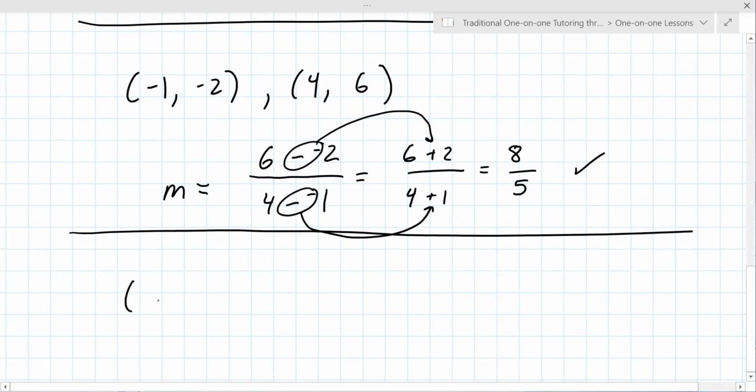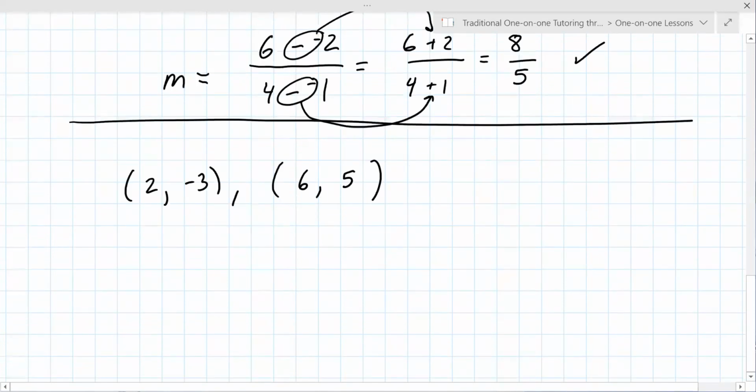Let's try another set of ordered pairs here: (2, -3) and (6, 5). Go ahead and give this a try, please.